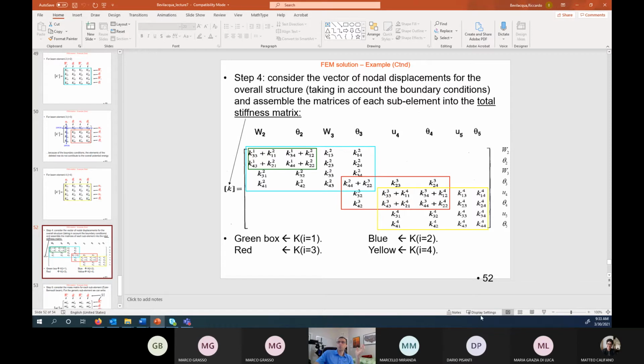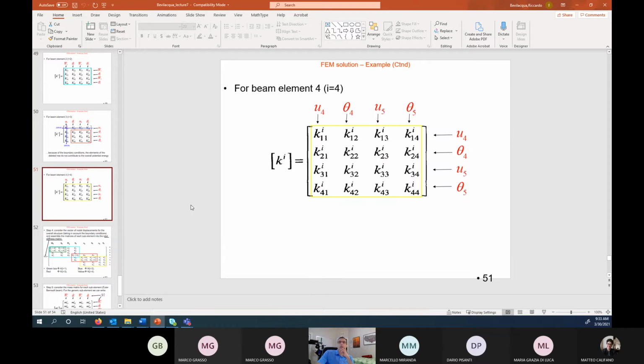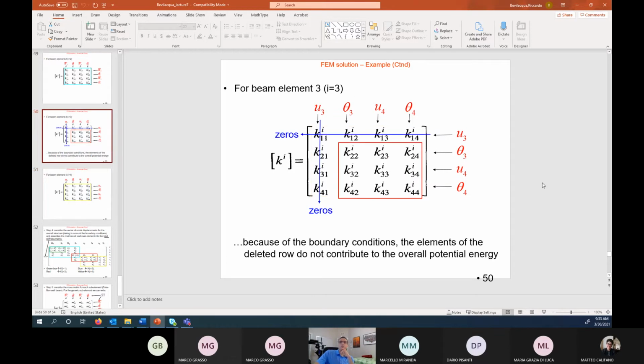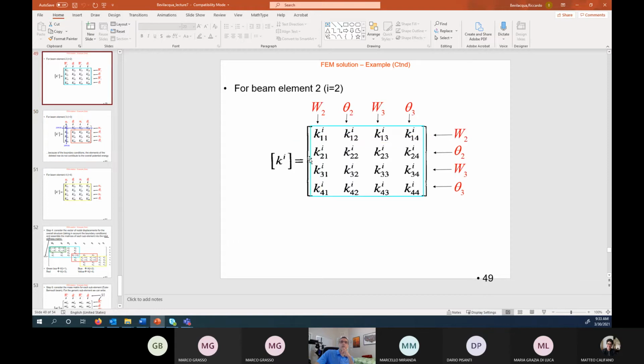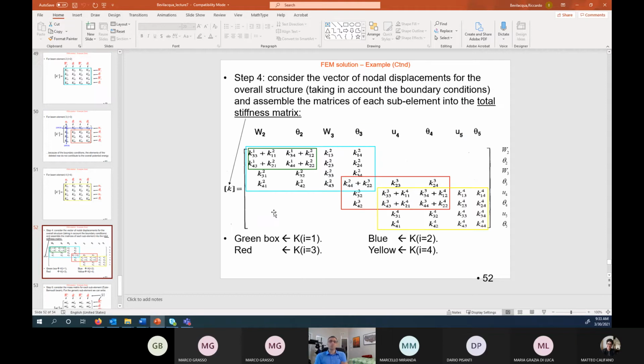u5 theta 5. You do the same here, and you go back to these original matrices, and in each location that corresponds to the crossing of 2 of these variables, you enter the corresponding k value. Okay, so you basically add them together, and this is possible because we're linearizing, superposition is valid, and so this is what it's going to look like when you assemble it together. Okay, and this is for k.